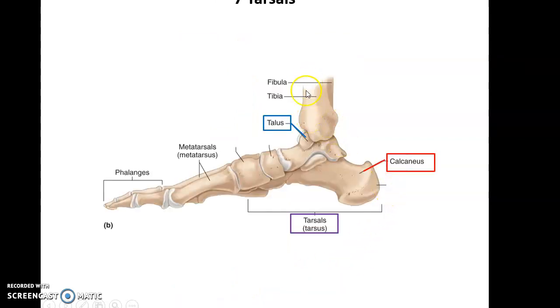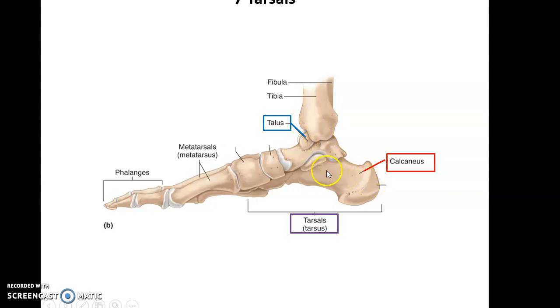Then at the foot, we can see the tibia and fibula make contact with the tarsals. There are 7 tarsals making up the ankle. The top or proximal tarsal is called the talus. So the tibia and the fibula form joints with the talus.